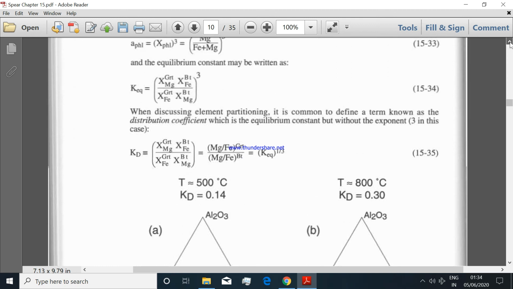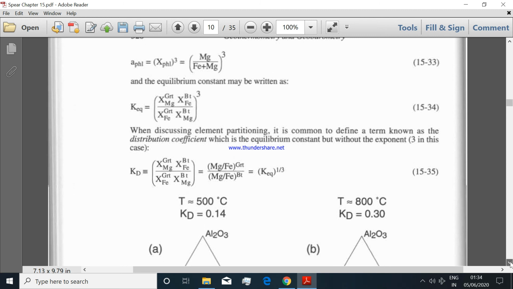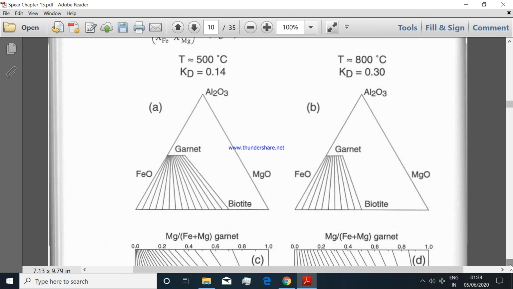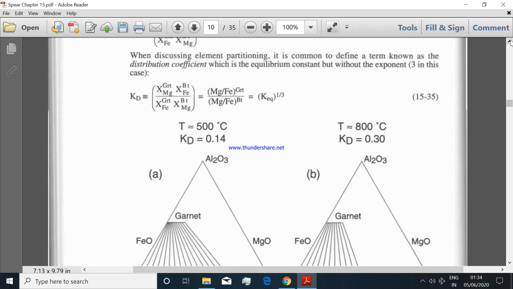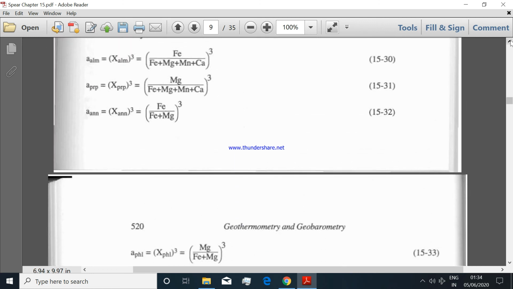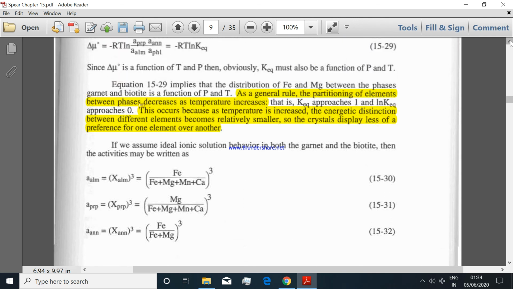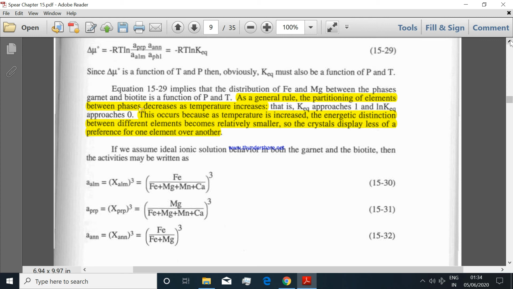Now this is a similar thing that was constructed in various diagrams. What is this diagram called? It is an AFM diagram, and that is how the diagram has been constructed. There are some lines joining them, and there is a philosophy behind joining them, because at a particular temperature and pressure there will be a particular composition of the garnet, with a ratio of Fe and Mg, which will be in equilibrium with a particular composition of biotite, which has a particular ratio of iron and magnesium as well. Ideal substitution behavior: almandine will be Fe, and pyrope in case of Mg.